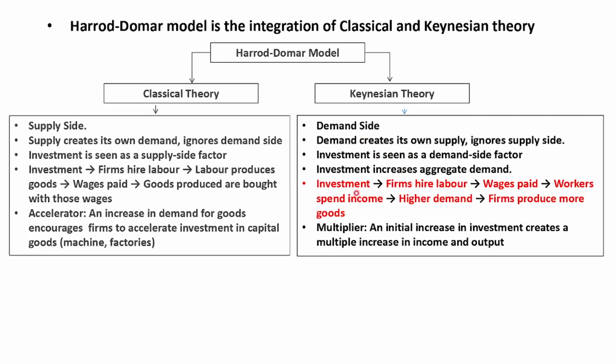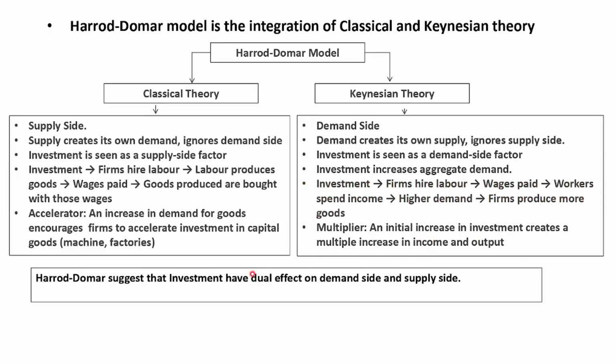So now when there is an increase in investment, firms hire labor, wages are paid, workers spend income, and with the higher demand, firms produce more goods. So here multiplier, as I already told you, means an initial increase in investment creates a multiple increase in income and output. So the SD model integrates both the classical and Keynes view.